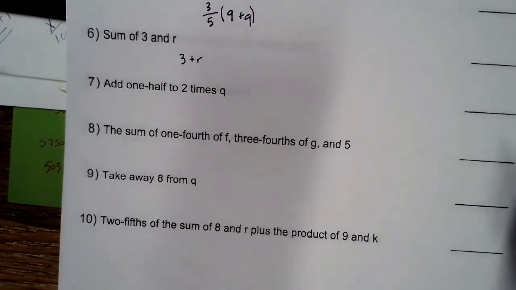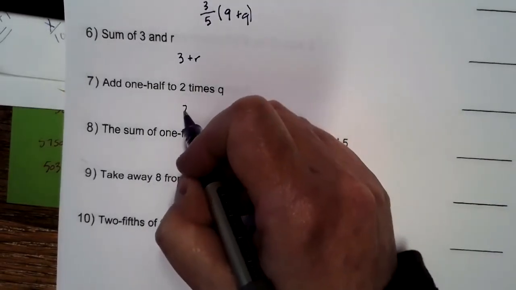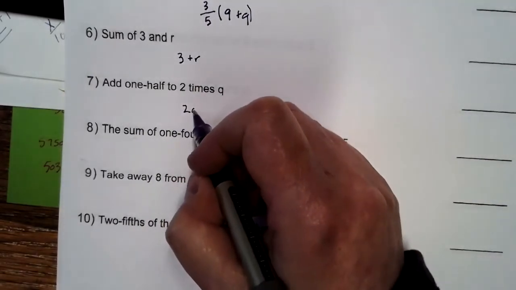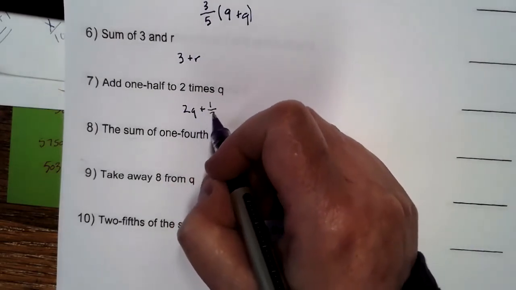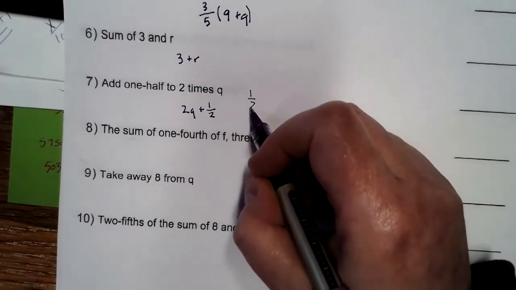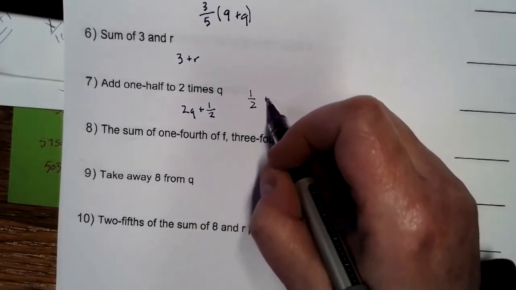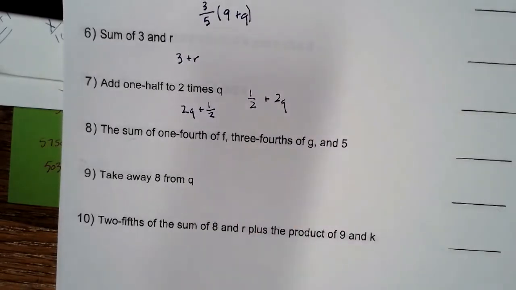Add 1/2 to 2 times Q. So that's going to be 2Q plus 1/2. And you could have started with the 1/2. You could have said 1/2 plus 2Q, because either way, it's exactly the same.